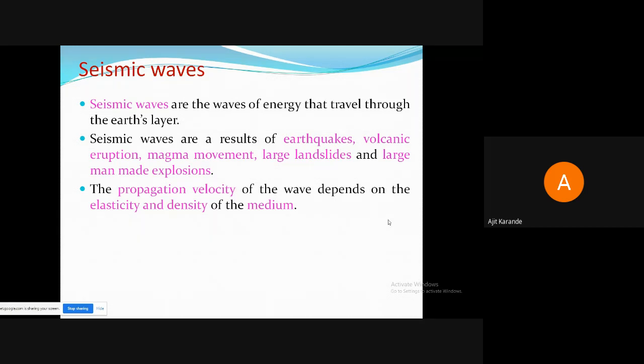So the propagation velocity of the wave depends on the elasticity and density of the medium. Now, what is the medium in this case? Can you tell me what is the medium in this case?